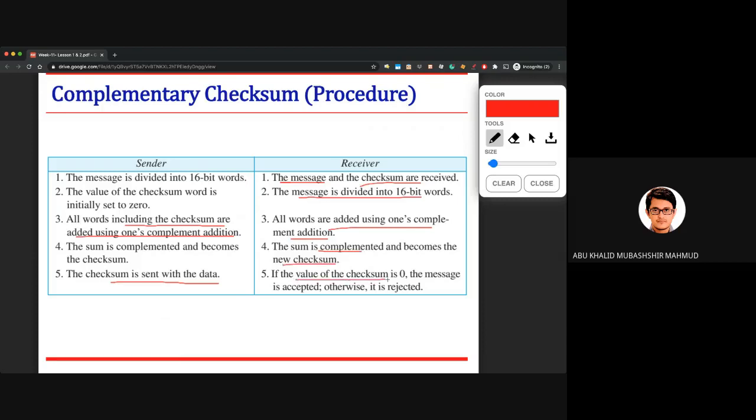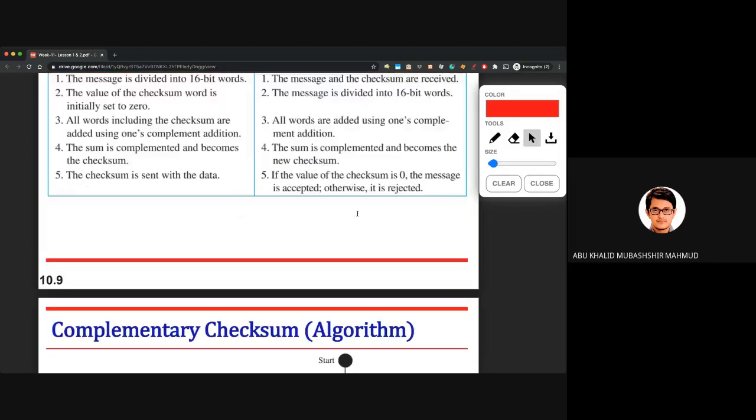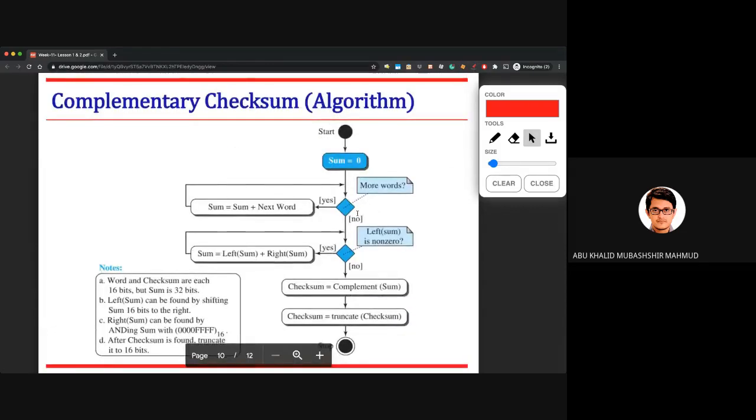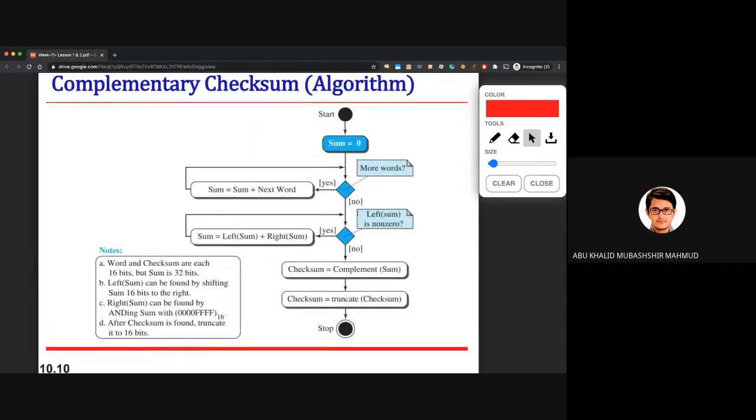If the value of the checksum is 0, the message is accepted, otherwise it is rejected. So let's go on forward. This is the flowchart of how the checksum algorithm works.